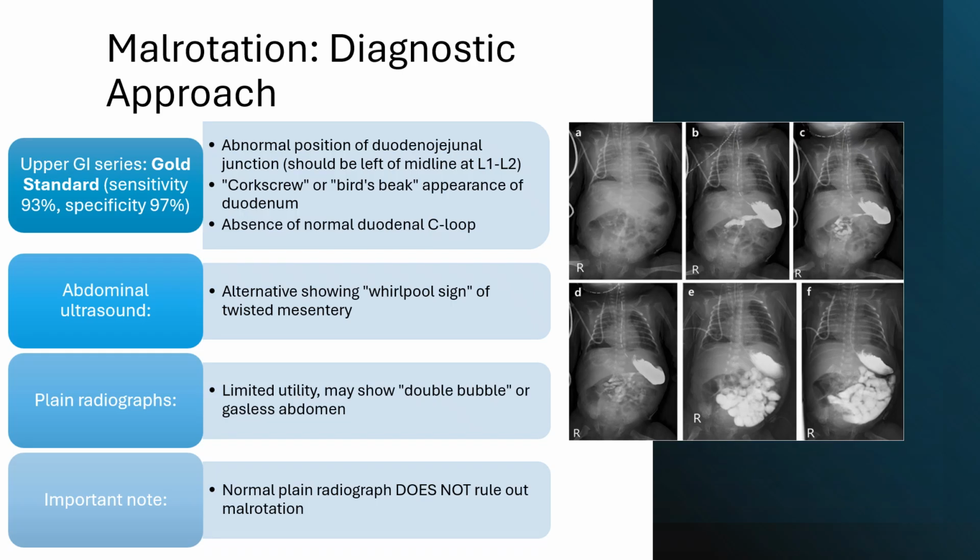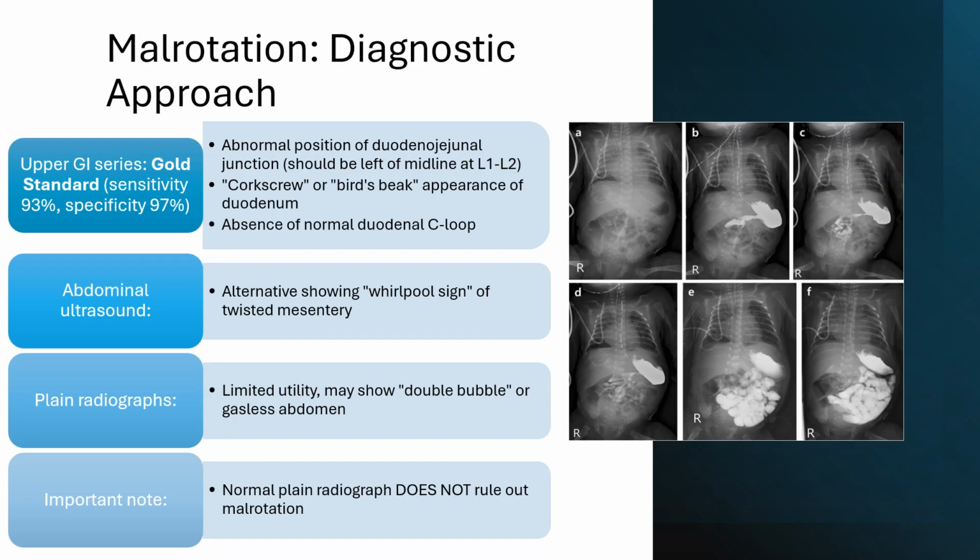The corkscrew appearance occurs as contrast spirals through the twisted duodenum, creating a distinctive pattern that confirms both malrotation and active volvulus. The bird's beak appearance represents the tapered narrowing at the point of obstruction where the bowel twists.